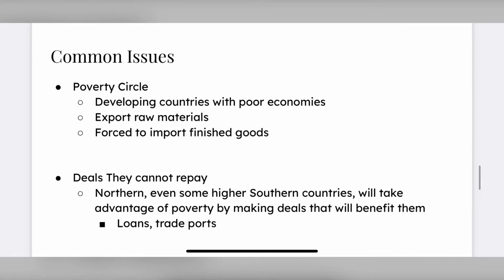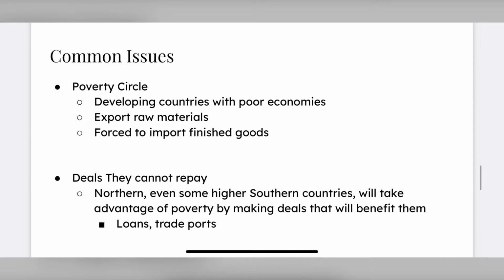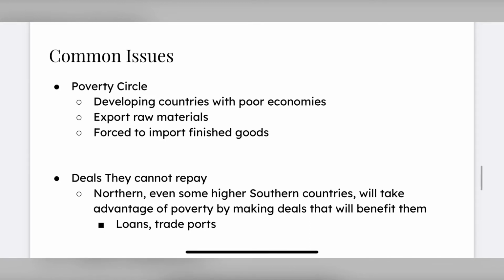So many developing countries have poor economies and they're forced to do labor to create raw materials, and then they're forced to export those raw materials, and then after exporting them they have to import the finished goods from the northern countries. This creates a poverty circle because no matter how much they're doing, they cannot get a profit off of the goods they're exporting.